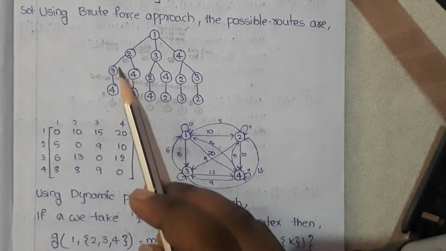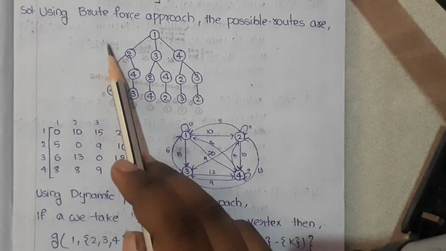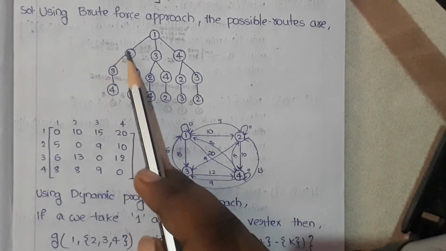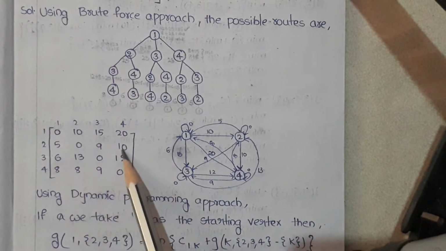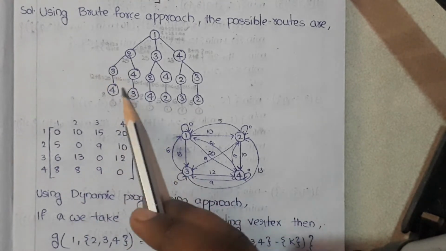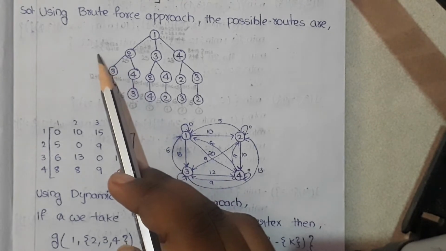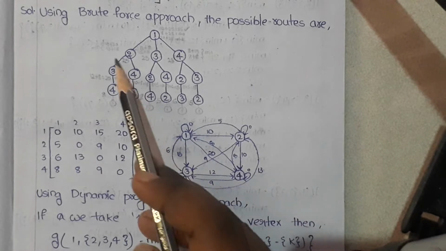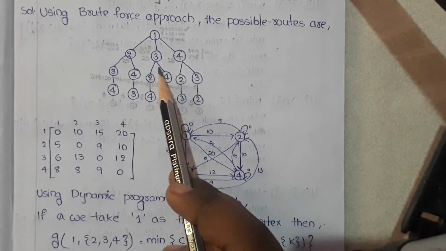Now again 2 to 3. 2 to 3 is 9. So 9 plus this path, which is 20, total 29. And now 2 to 4 is 10. 10 plus this path, which is 15, total 25. So now we have to calculate the minimum from 2, 3, 4, 1 and 2, 4, 3, 1. Obviously the minimum is 25. Let's keep 25 here. Similarly we have to do this for the other nodes.